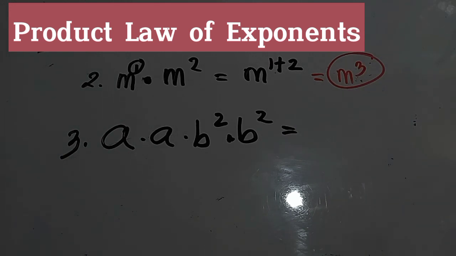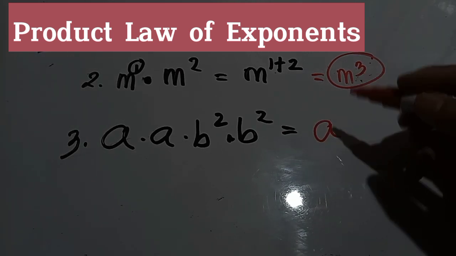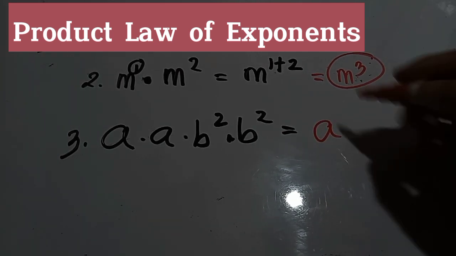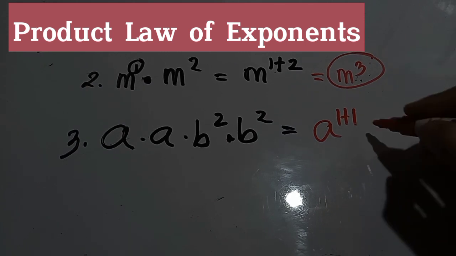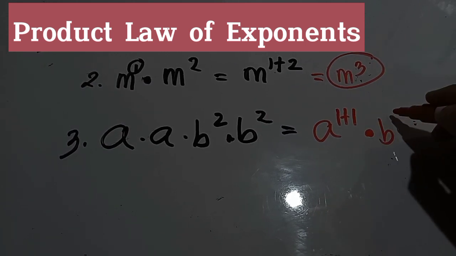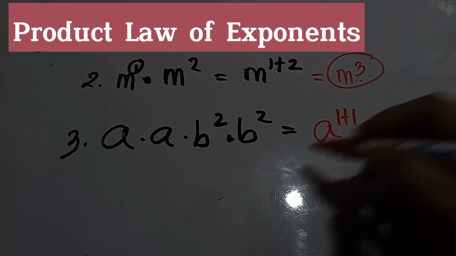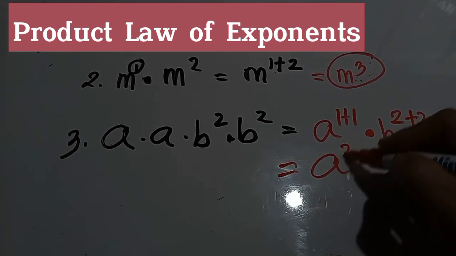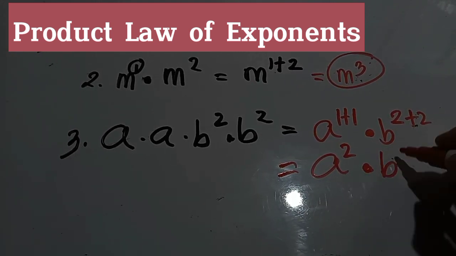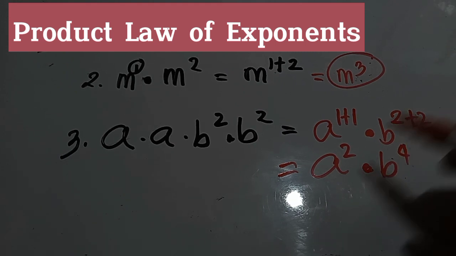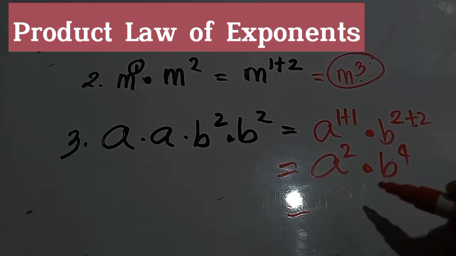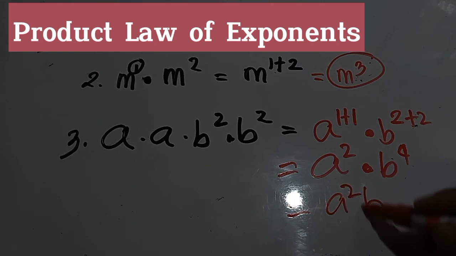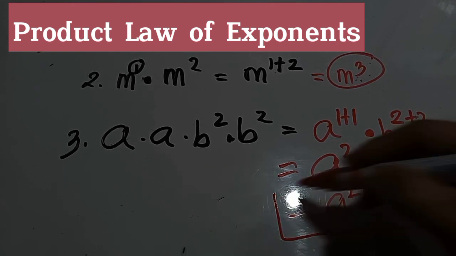So, number 3, a times b times b squared times b squared. Ibig sabihin, meron tayong dalawang base na magkapareho. So, i-copy na natin yung base na a, tapos i-add natin yung exponent na 1 plus 1, times b, i-add natin yung 2 plus 2. Next, a, 1 plus 1, that is 2, times b, 2 plus 2, that is 4. Is it the final answer? No. So, we're going to multiply. So, a squared b 4. So this is our final answer.